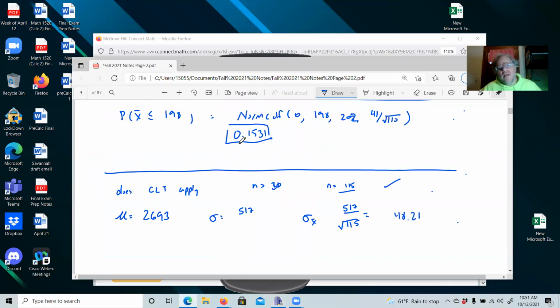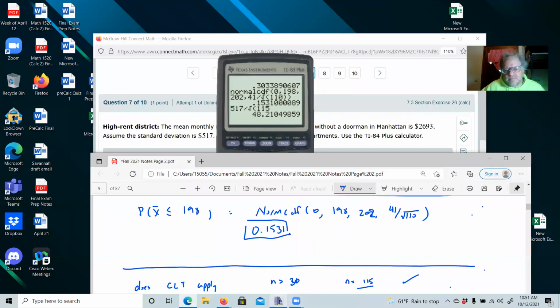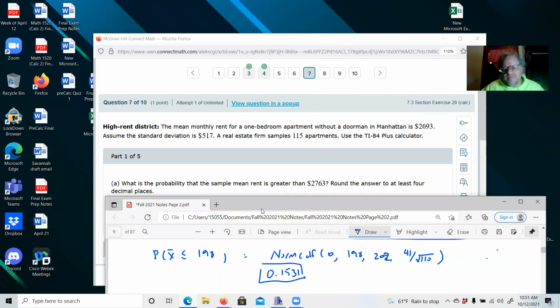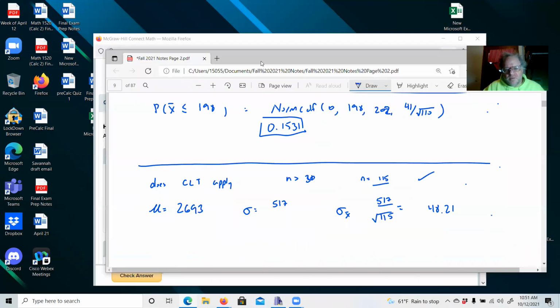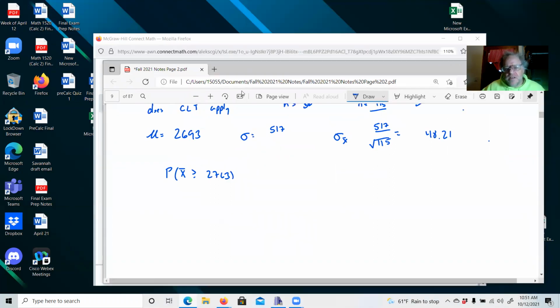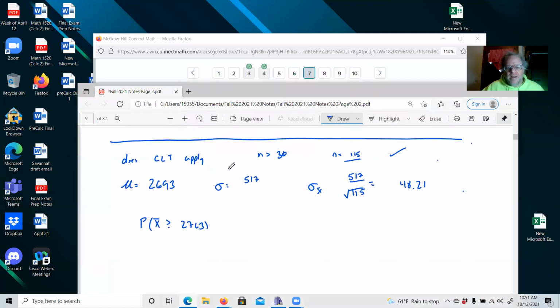All right, let's answer some questions. What is the probability that the mean rent is greater than 2763, to 4 decimal places? What we want is the probability that x bar is greater than 2763. That's the value they gave us. So we're going to put in norm CDF.